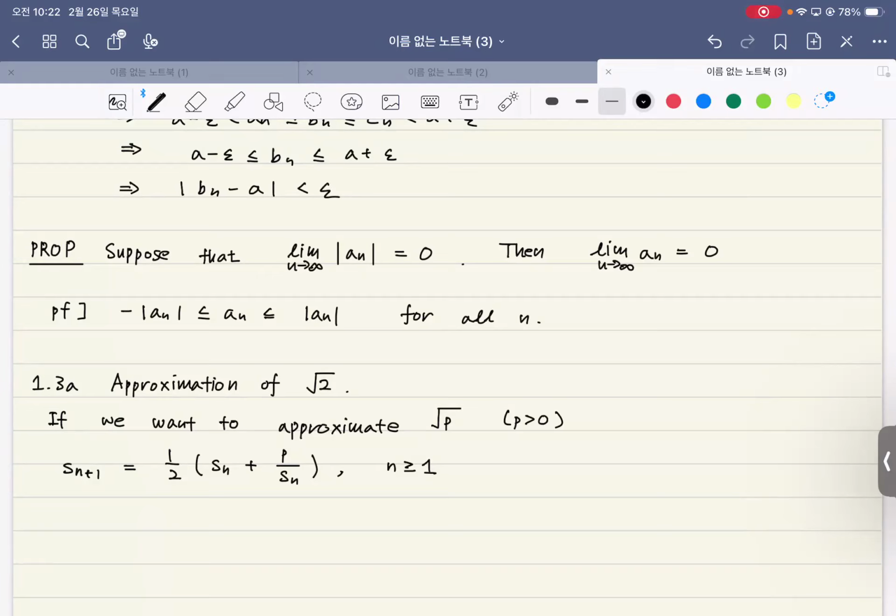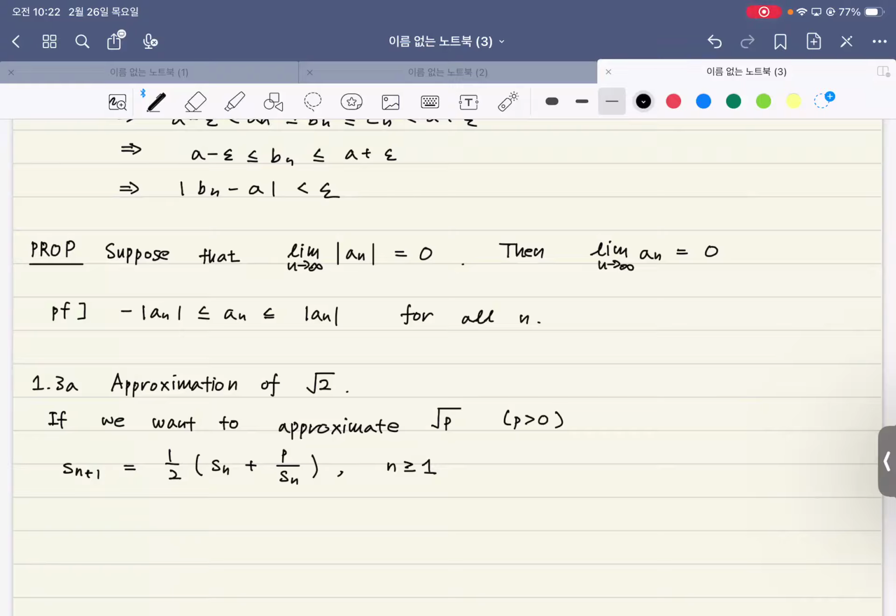And now we plug 1.5 into this recursive relation one more time. So 1.5 plus 2 over 1.5, divide everything by 2. And what is that? I don't know, but I believe that number will be 1.4 something. And if you plug that number into the same recursive relation and on, then for each iteration, your approximation will be getting better and better, and eventually will be tending to square root of 2. Isn't that amazing?